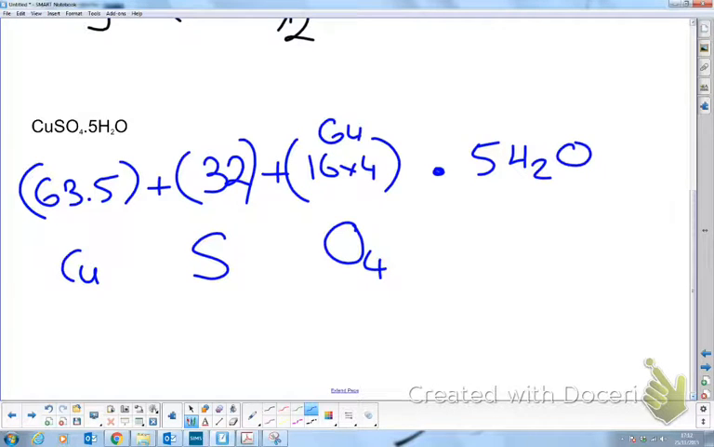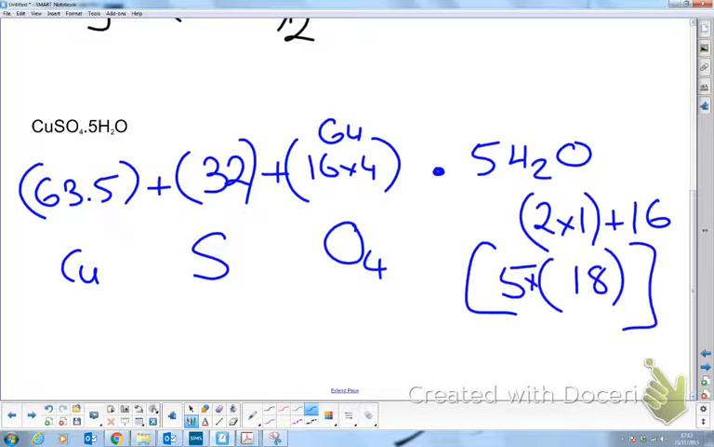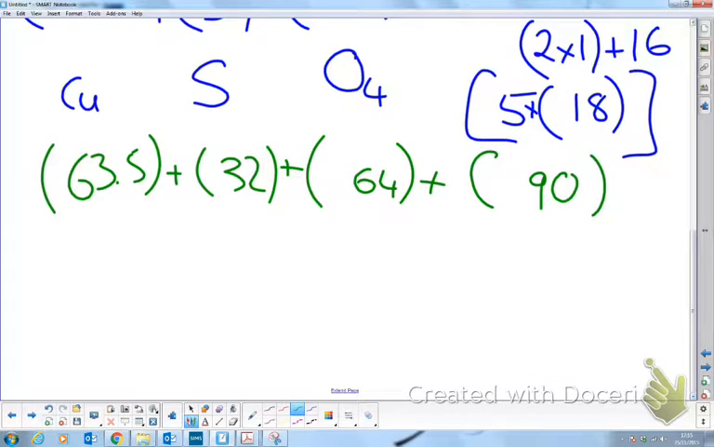The easiest thing to do is to calculate the mass of 1 water molecule. That's 2 times 1 plus 16, so the total mass of 1 water molecule is 18. According to our formula, we have 5 of them, so it's 5 times 18, which is 90. So we need to add the mass of that water onto the mass of the rest of our ionic compound. So that is 63.5 plus 32 plus 64 plus 90, giving us 249.5 as the relative formula mass of hydrated copper sulfate.